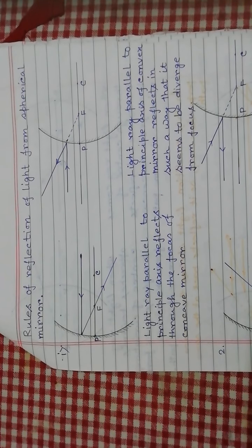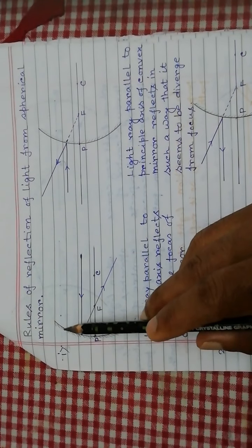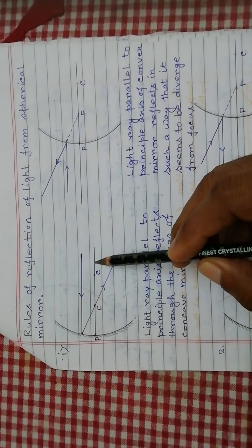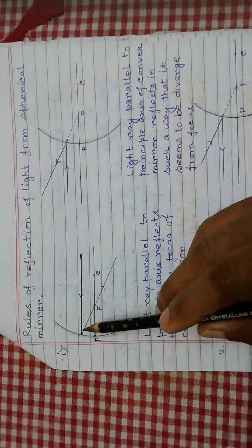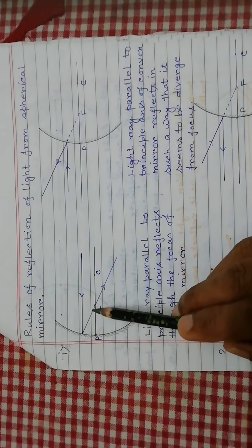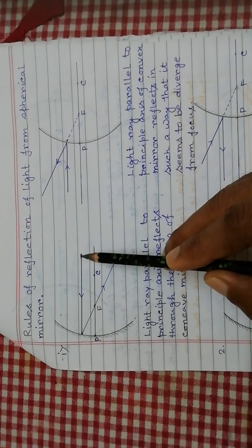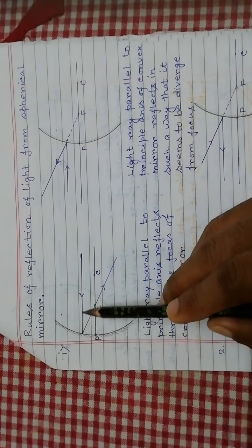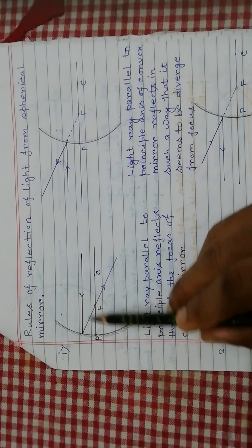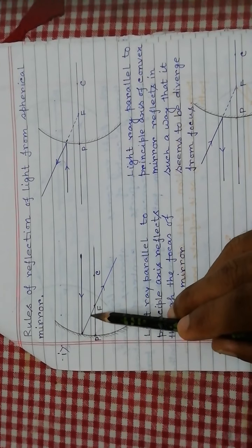Now the first rule: when a light ray strikes the concave mirror parallel to the principal axis, after reflection, the reflected ray passes through the focus. It is the incident light ray coming parallel to the principal axis. After reflection, the reflected ray goes through the focus.